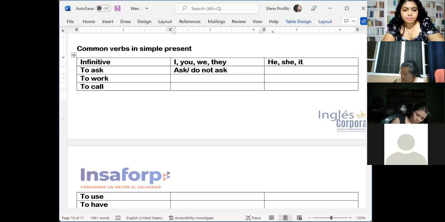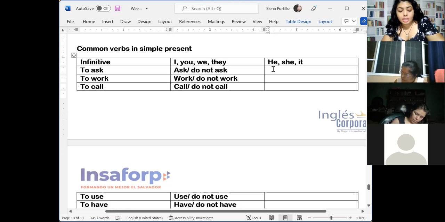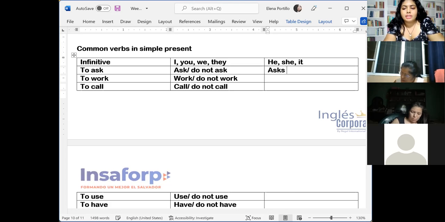Then we have work, do not work. Call, do not call. Use, do not use. And have, do not have. And when we are using he, she, it, we are going to add the S at the end of the verb. Ask, does not ask. Works.